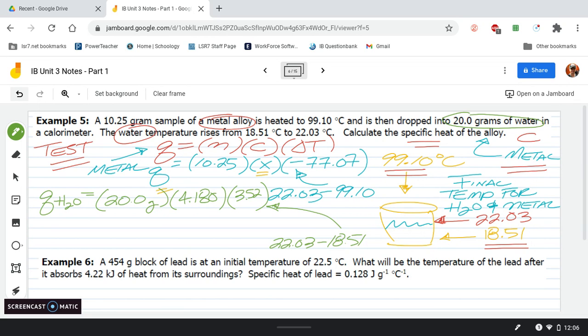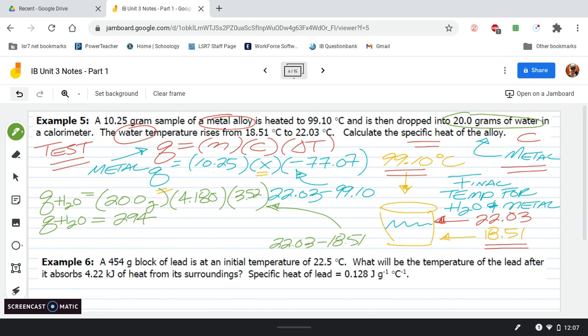So let's solve this. So we're going to take 20 times 4.18. I got my calculator out right now. You should be doing the same thing. Times the 3.52. Okay, can't read my own writing. And I get a Q value of 294.272. So let's use 3 sig figs. So let's say that the Q of the water equals 294. But here's the problem.